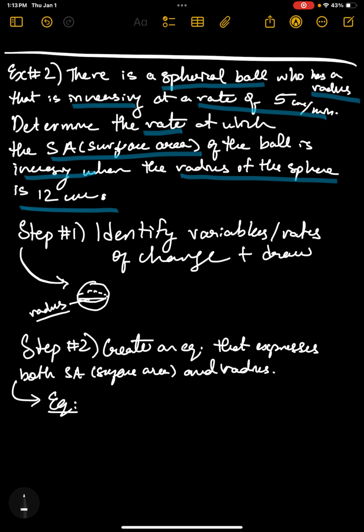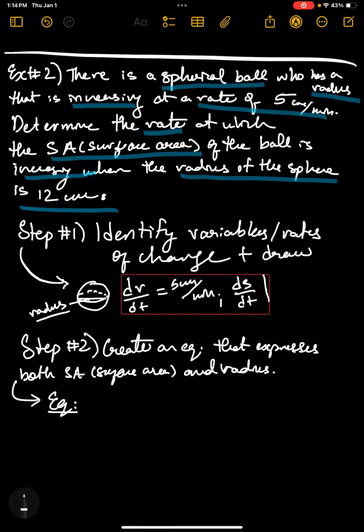So after we've done that, we can say, okay, we have dr dt, right? The rate at which the radius is increasing at a rate of 5 centimeters per minute. And we are trying to find ds dt, specifically when we can say r is equal to 8, right? So that bar just means evaluated at 8.